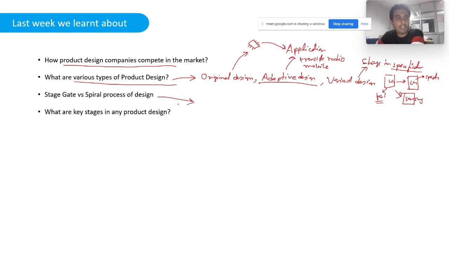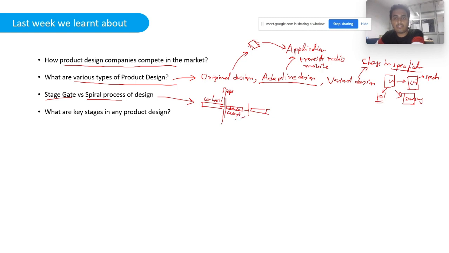Then we learned about what is stage gate and the spiral process of design. As I told you, stage gate is basically a design process which is linear in nature. So we perform various stages of a design process in a linear fashion. In the very beginning, we have contextual inquiry. Then we check the scope for product development. Then we actually develop concepts.